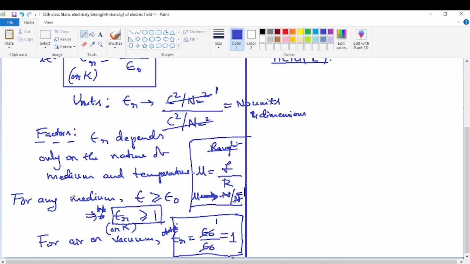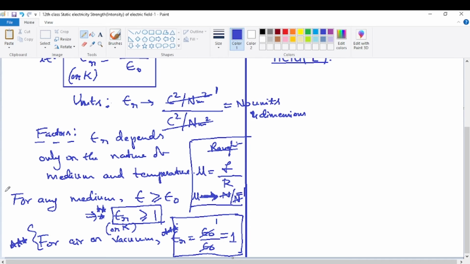So the general relation for any medium, that means including air or vacuum, is greater than or equal to 1. This is taken as the final general inequality relation for the values of relative permittivity. Always it will be greater than or equal to 1. Only in case of air or vacuum it will be equal to 1. Both are very, very important.